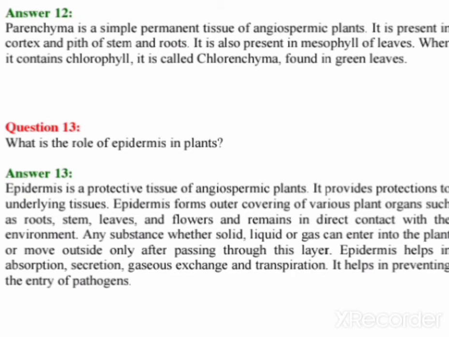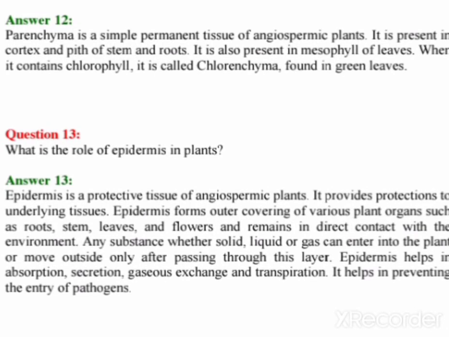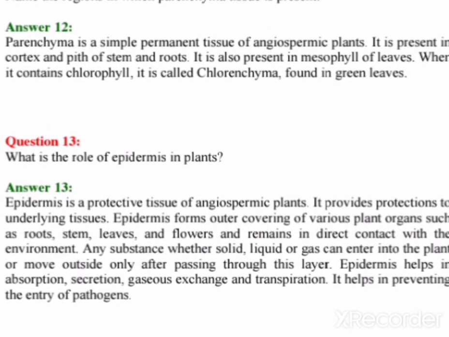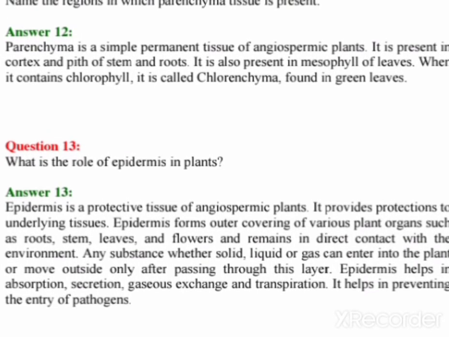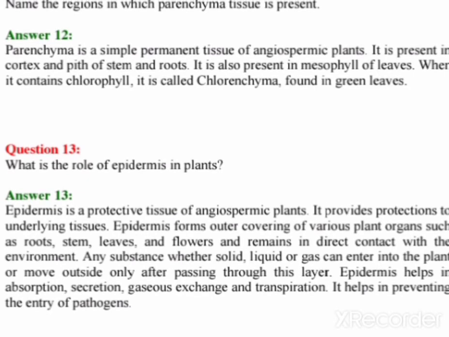Parenchyma tissue is a type of simple permanent tissue. You have two types of tissues there, simple and complex, and parenchyma is part of simple permanent tissue. It is always present in the cortex and pith of stem and root. Cortex and pith means it is present near the stem and root, and it is also present in the mesophyll, meaning the middle lining of the leaves.